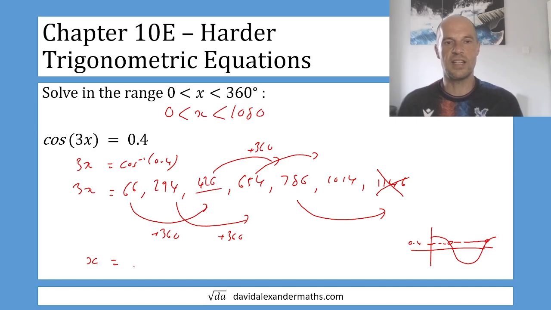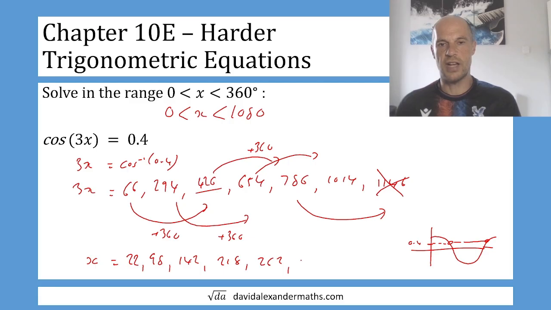So x is 66 divided by 3, which is 22. 294 divided by 3, which is 98. 426 divided by 3, which is 142. 654 divided by 3, which is 218. Etc, etc. So the next one is 262. And 1014 divided by 3 is 338. There we go. So we can see that all of these are between 0 and 360.